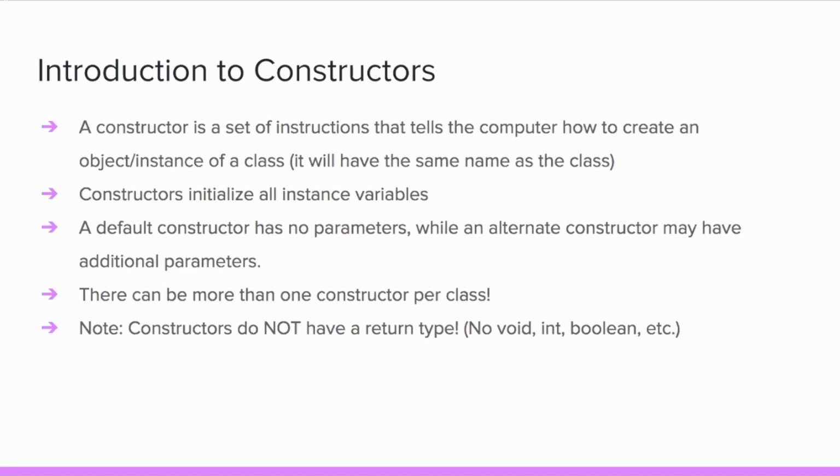Constructors initialize all instance variables. There can be more than one constructor per class, as long as there is a different number or different type of parameters. Note that constructors also do not have a return type. This means there is no void, int, boolean, or other return type. We omit it entirely.